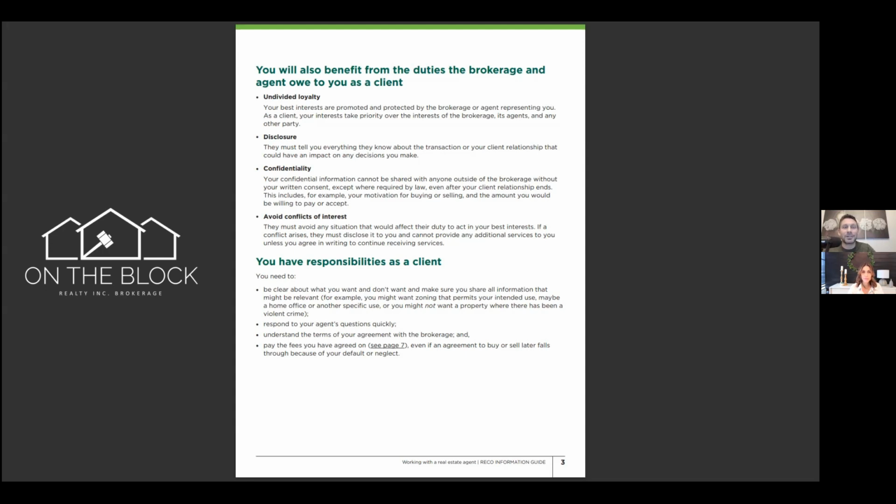You need to fully understand the terms of your agreement with the brokerage, and the agent must explain fully those details to you, and you must pay any fees agreed upon in the agreement, even if a deal fails to complete because of your own negligence or default. We will discuss remuneration further later in this guide.